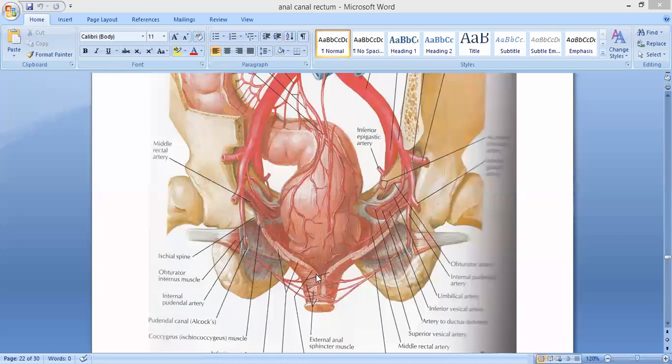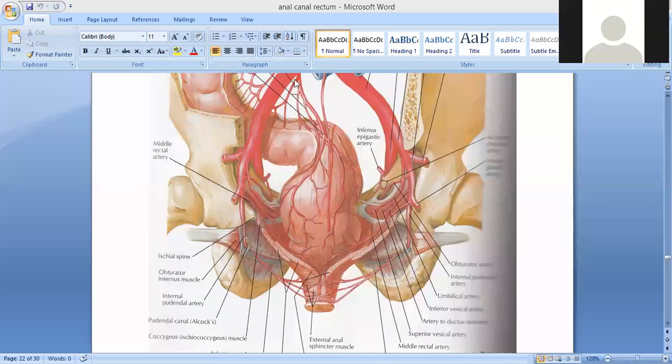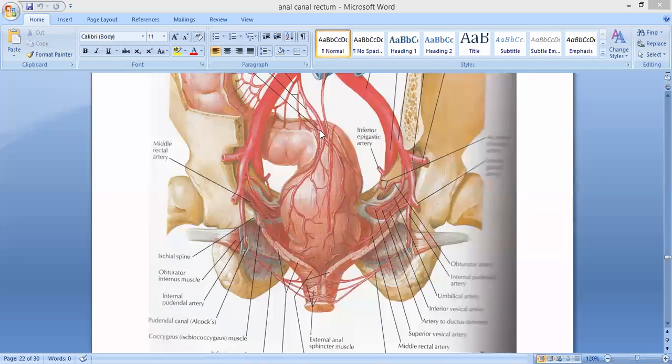Two parts, the upper half and the lower half. And I told you that the upper half is going to receive its blood supply from the superior rectal artery. You can see the superior rectal artery coming down over here, which is basically the continuation of the inferior mesenteric artery. When it reaches the posterior surface of the rectum, it is going to divide into the right and the left branches.